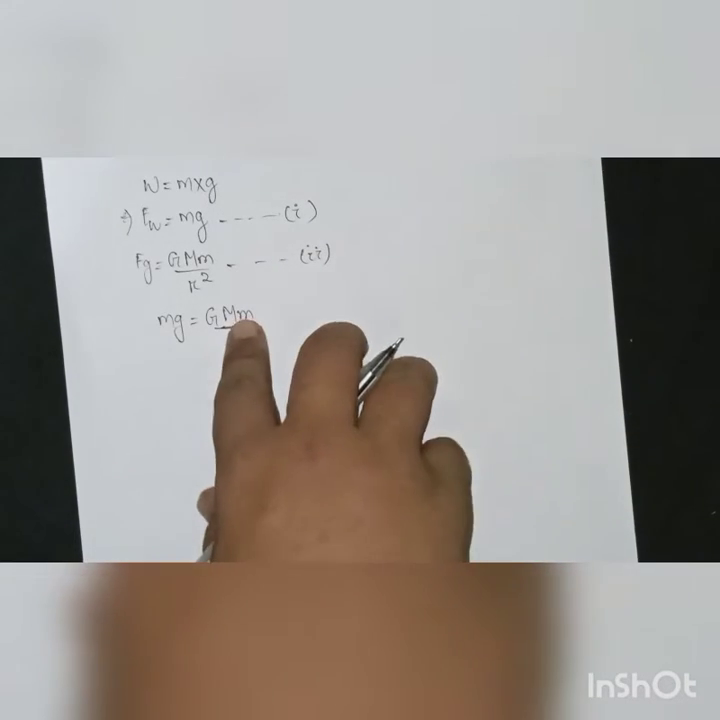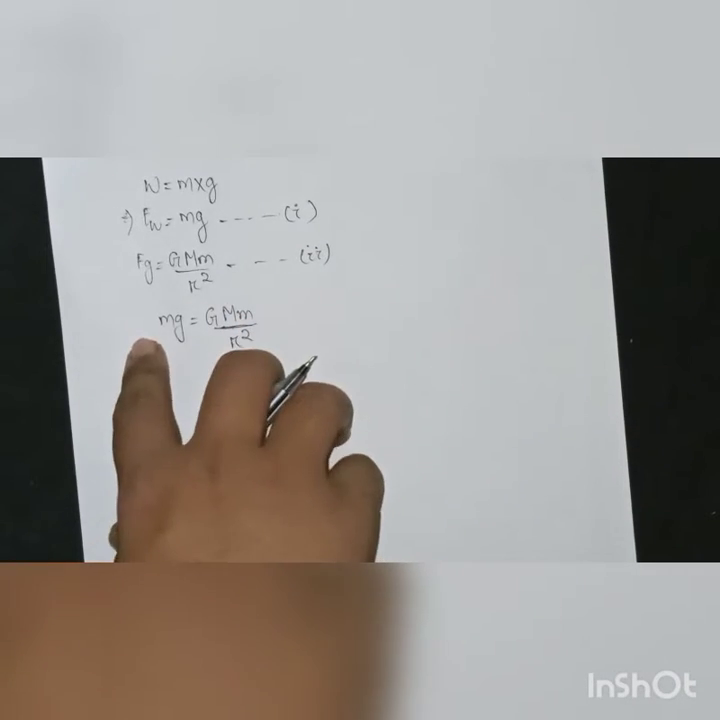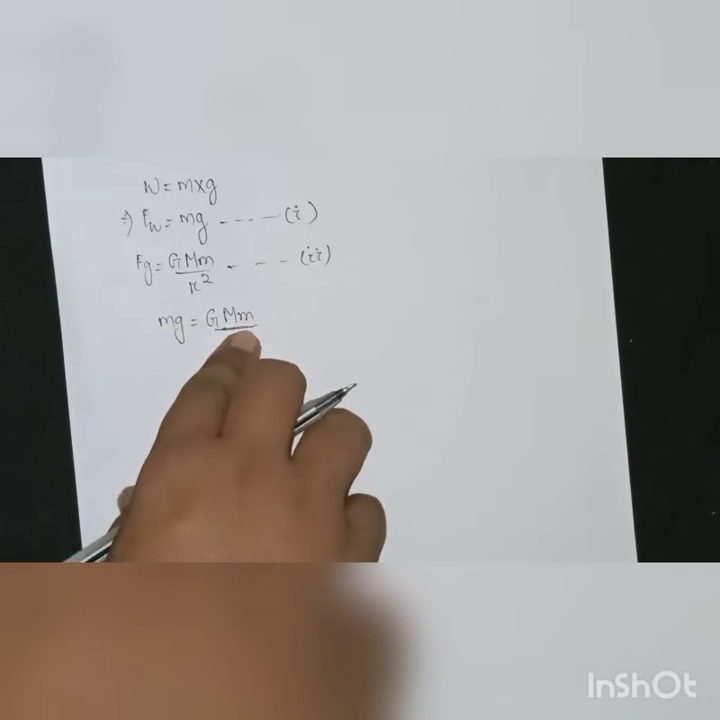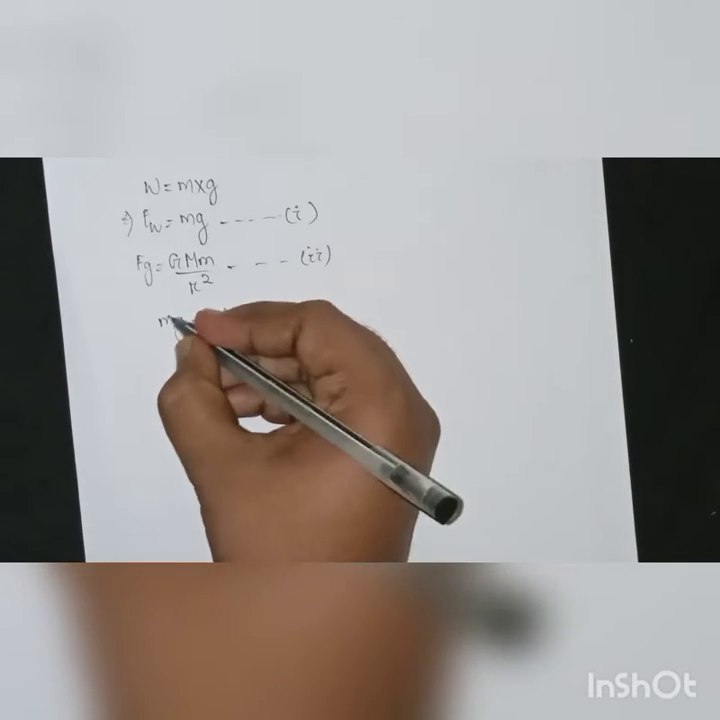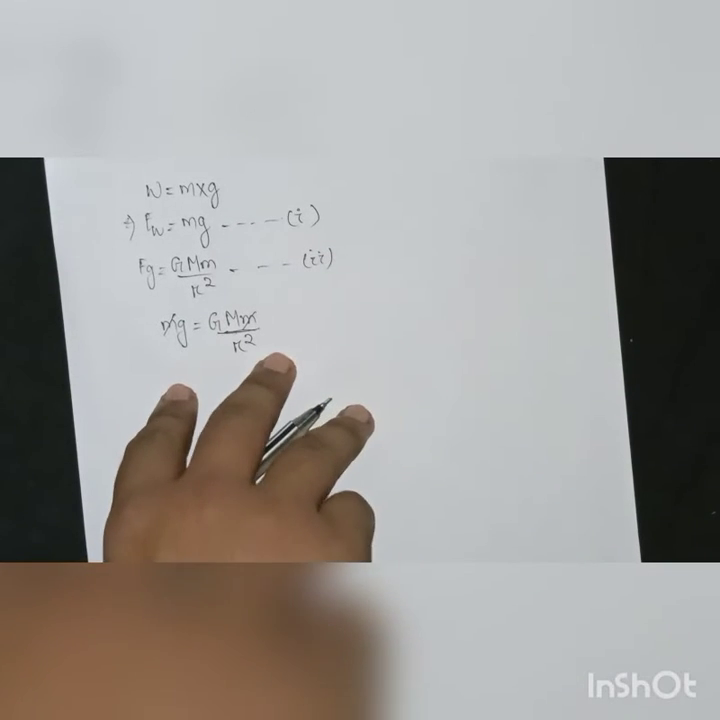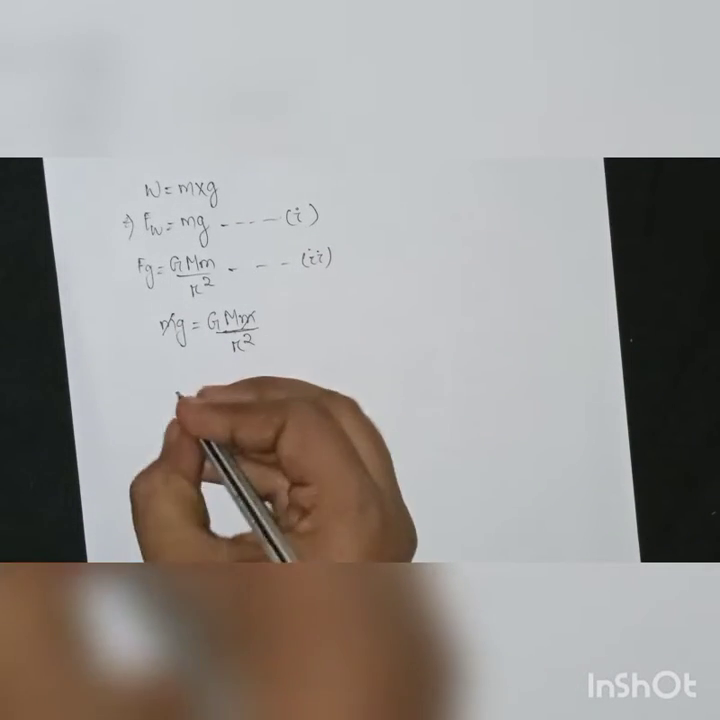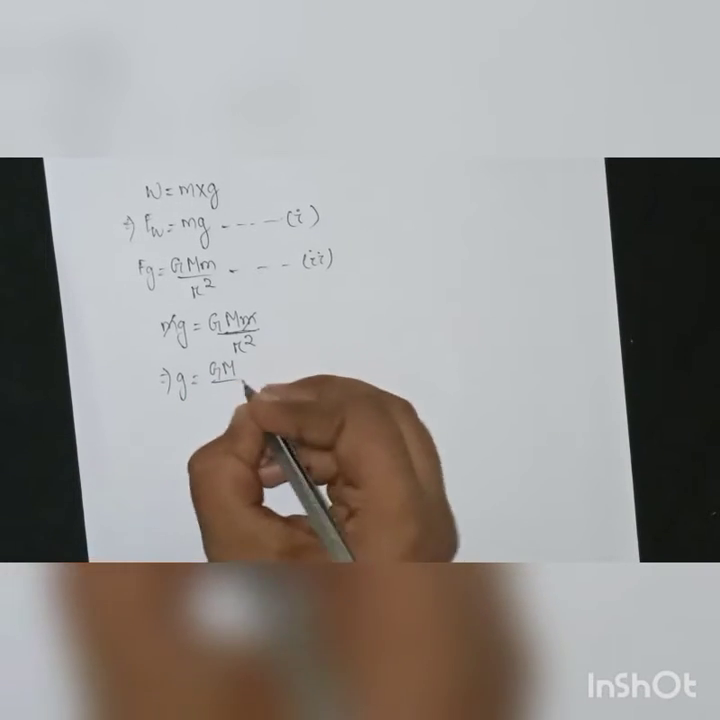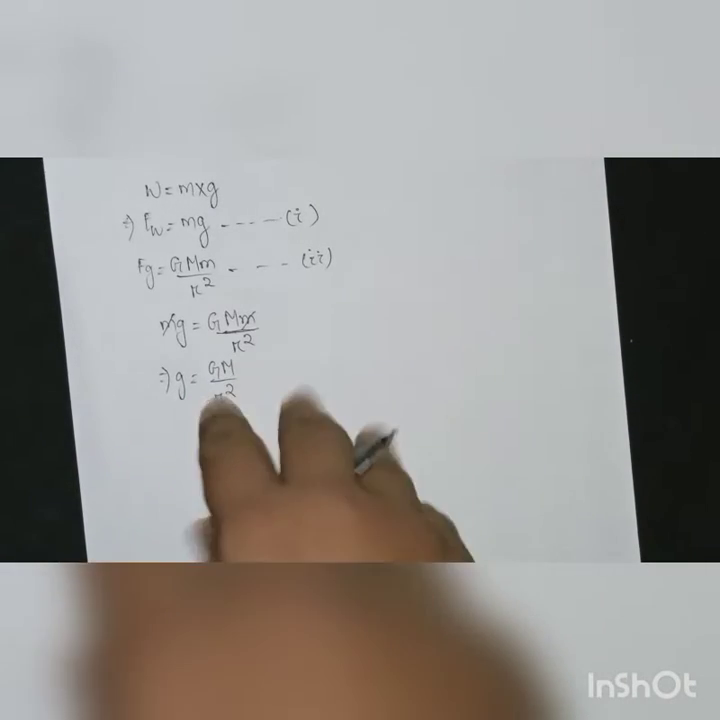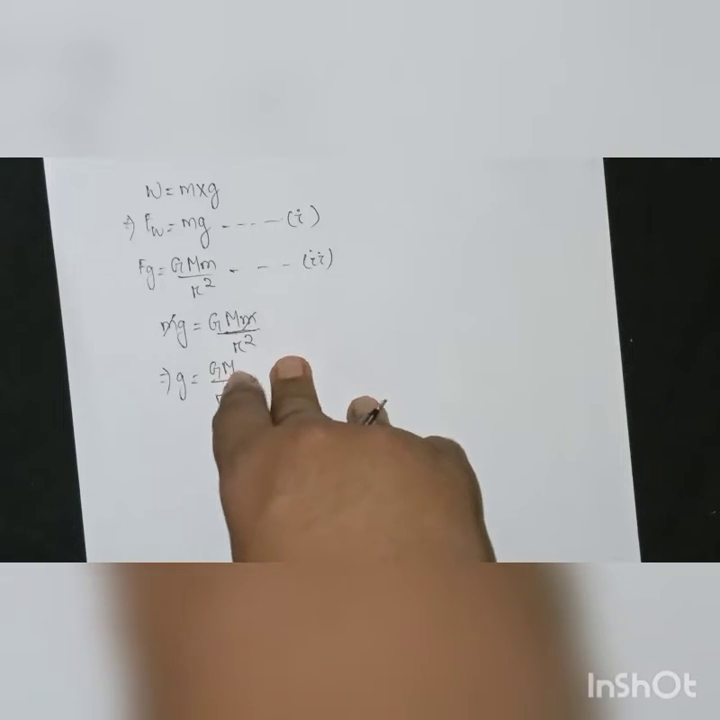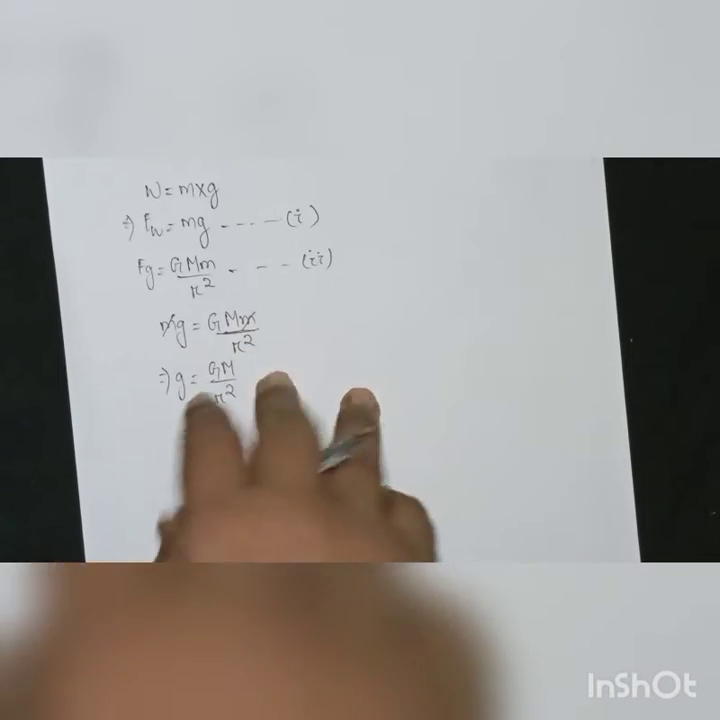So here, if we're taking it as smaller m, both of the objects are the same thing. In both the equations, on both sides the mass of the other body is getting cancelled out. So g is equal to GM by r square. So the acceleration due to gravity always depends upon the larger body and does not depend upon the smaller body. So from here we got the proof.